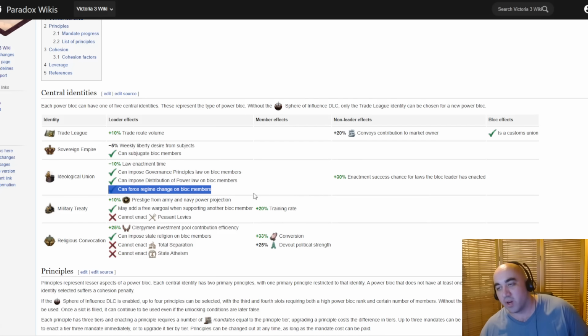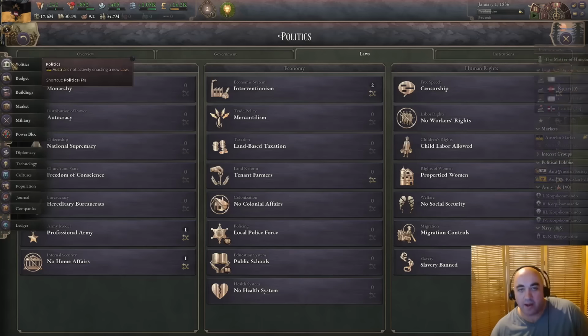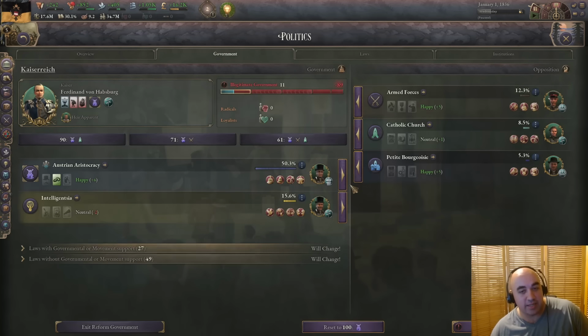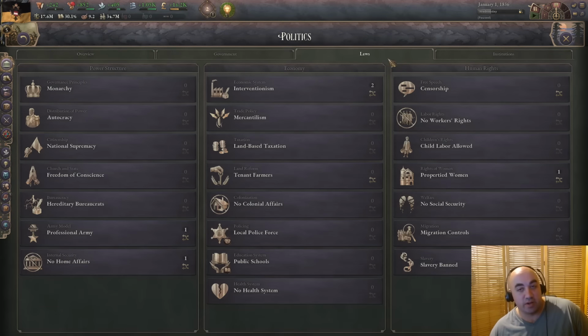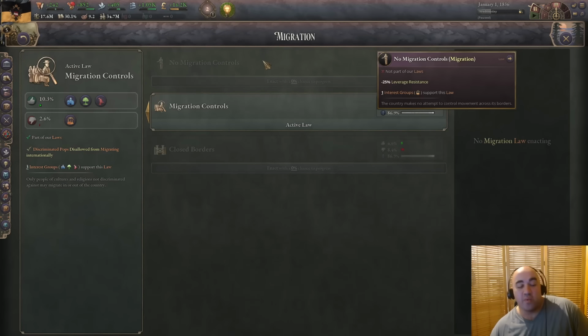This is the really big one, because coming into here, playing as Austria, we just had a nightmare when we played as Krakow here, but if we have the Industrialists in, or we have the Intelligentsia in, we can force other people to have them in, and then once they're in, we can use their clout to pass laws. Plus, if we already have a law like no migration controls, we can get something like 50% to pass no migration controls. So far, I don't think I've been able to successfully pass no migration controls a single time as anything other than an ideological union as a subject.